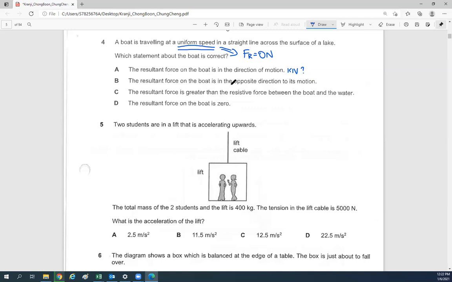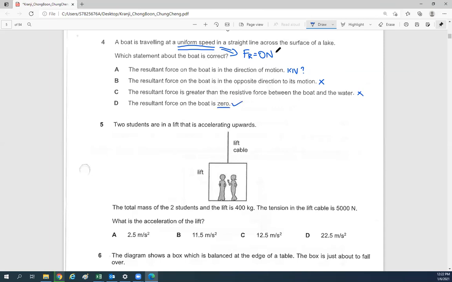The resultant force is in the opposite direction of the motion. Now, this is clearly not true. If it's in the opposite direction, it means it's slowing down. So this is not true. The resultant force is greater than the resistive force. This is also not true. The resultant force on a boat is 0.